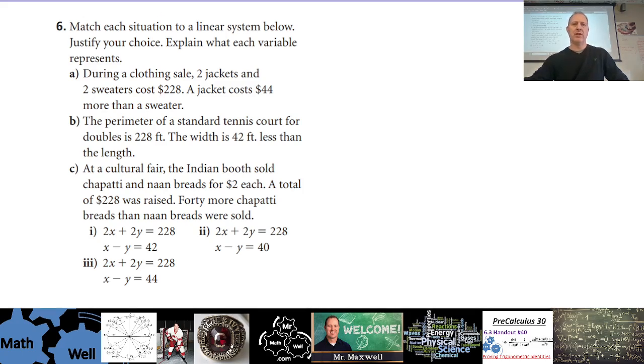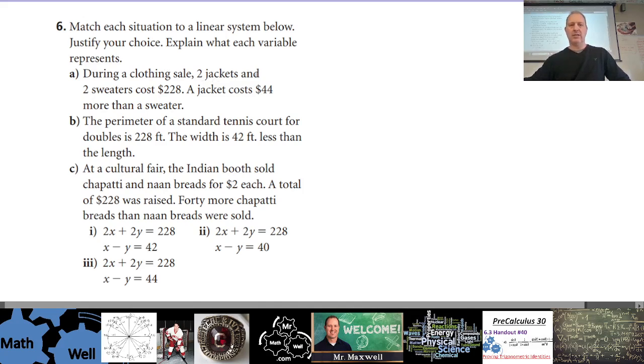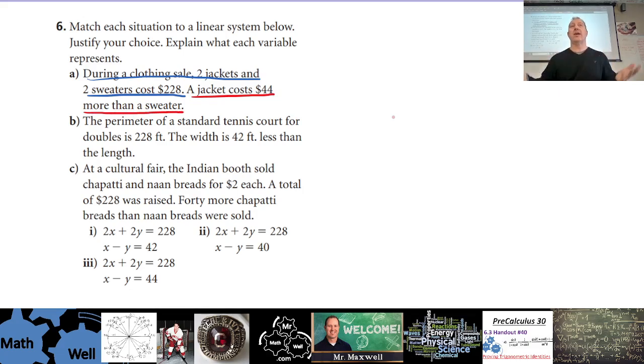Okay, so let's take a look at the first situation. During a clothing sale, 2 jackets and 2 sweaters cost $228. That's our first sentence of information. The second sentence of information, a jacket costs $44 more than a sweater. So again, we're talking about jackets and sweaters, so those are the two things that these sentences are about.